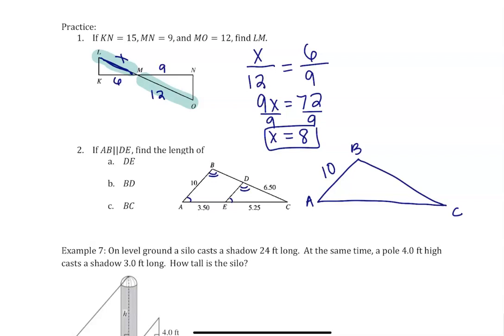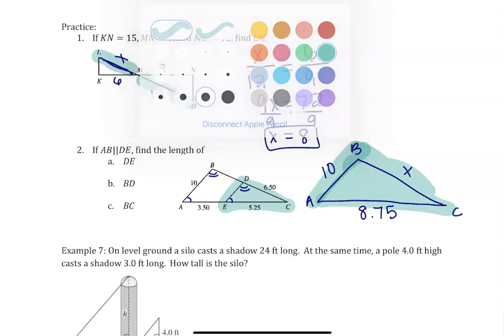So here I'm going to just look at that big triangle ABC. And this whole length, BC, I don't know. I know that part of it's 6.5, but I don't know the rest. And then length AC, I'll find that by adding 3.5 and 5.25. So that gives me 8.75. So really, I'm just looking at these two triangles. So let's set up some proportions here.